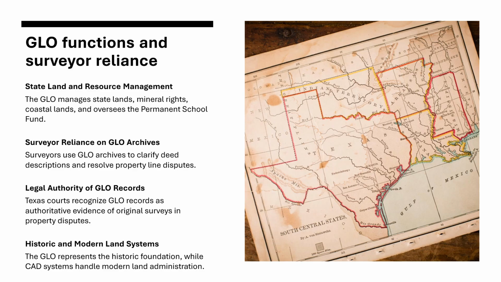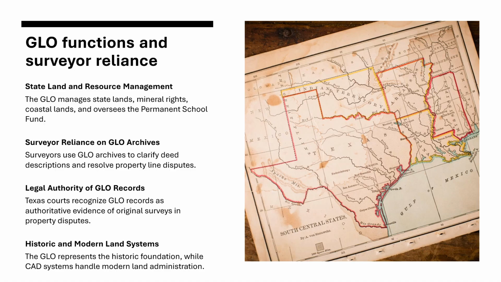In practice, surveyors will often turn to the GLO when deed descriptions don't line up or when evidence in the field is unclear. The GLO archives can confirm whether a call to a river in 1840 was intended to mean the center line of the river or the river bank as it existed at the time. They can also provide evidence when a monument has been lost or when modern property lines are in dispute.